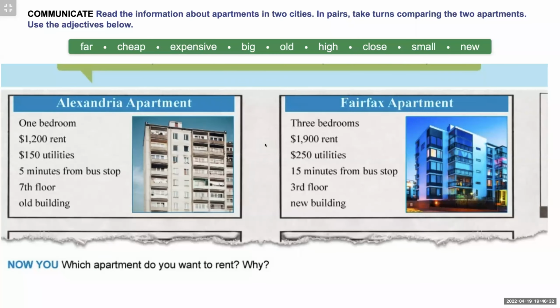So again, this is what you want to do. Look at how many bedrooms. Alexandria, it's 1. Fairfax, 3. So which one would be bigger? How do you write that sentence? Is Alexandria Apartments bigger, or is Fairfax bigger? Which one is newer? Okay, look at this information. Which one is cheaper? Please make sure to practice this.